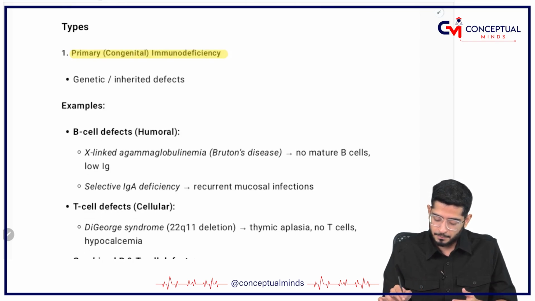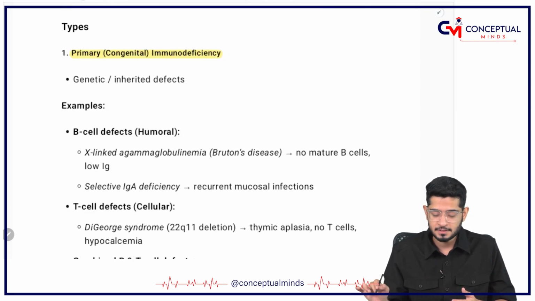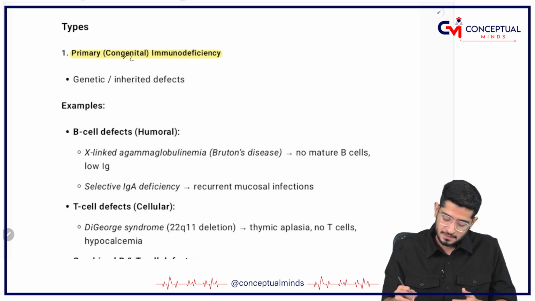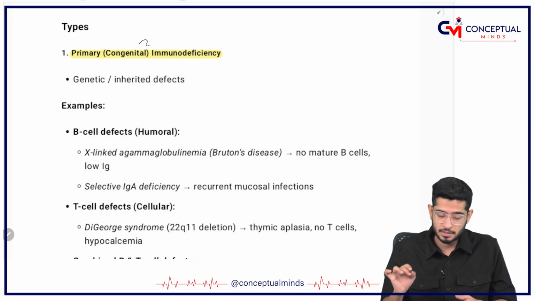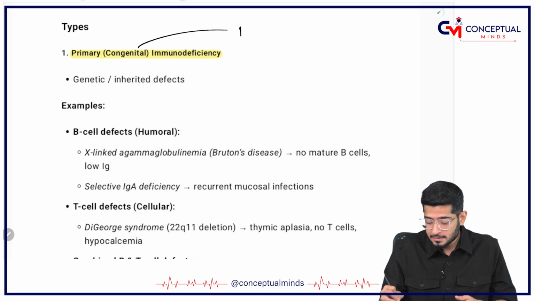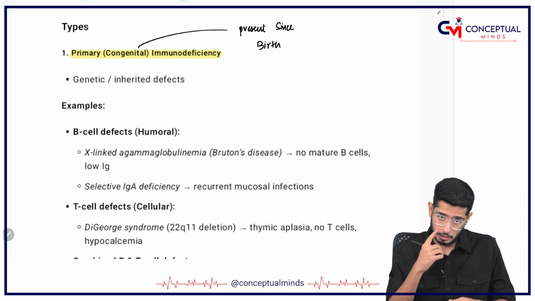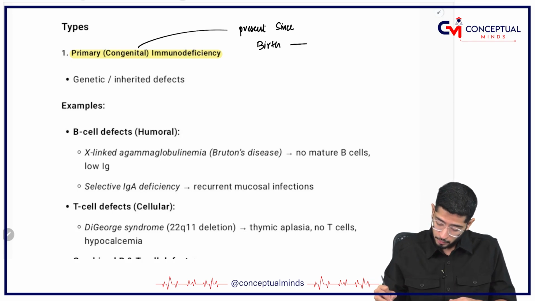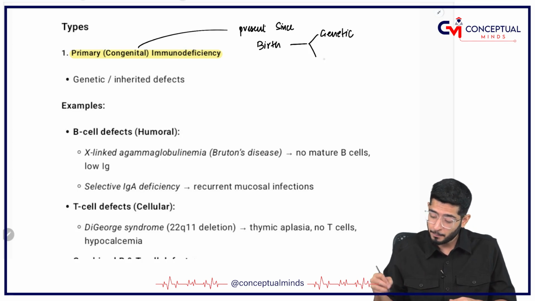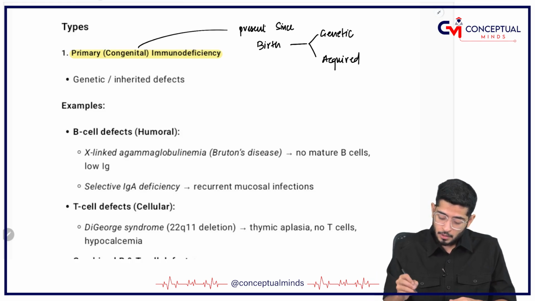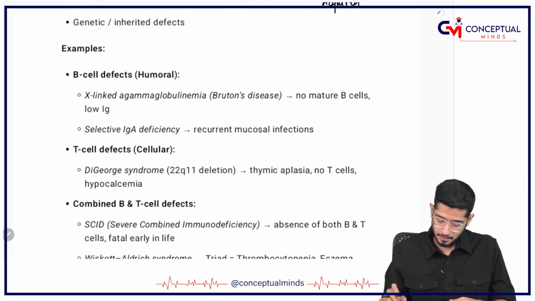Let's understand the primary immunodeficiency diseases first. Primary immunodeficiency means these are congenital. Congenital means present since birth. Please understand this. Now, they can be because of genetic problems, but they might be acquired as well. Okay, we'll give the examples and you'll understand it better.